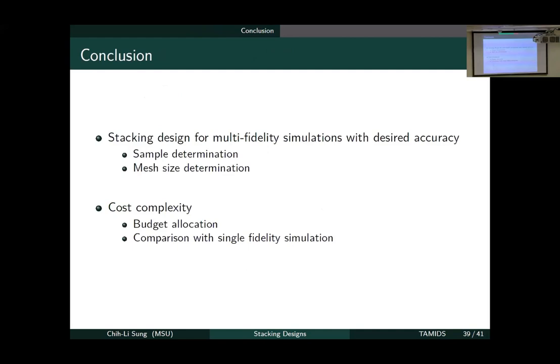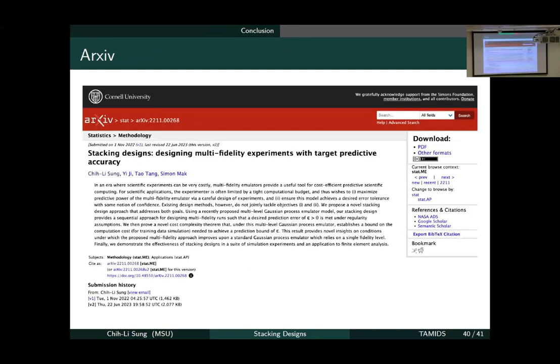In conclusion, let me just quickly wrap up. So we propose this target design which determines the sample sizes, also determines the mesh sizes, also determines the number of fidelity levels. We have also shown this cost complexity, which gives us some insights on budget allocation and the comparison between single fidelity and multi-fidelity. As well, this is the arXiv manuscript.